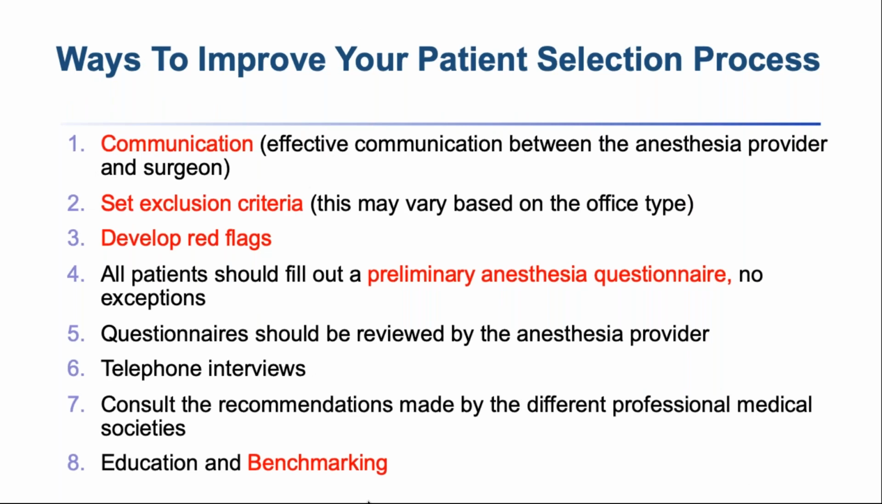And finally, if you're looking at all the data that I just presented about patient selection, some important points to highlight are communication, effective communication between the anesthesia providers, the surgeon, and the patient, of course, setting exclusion criteria, which depend on your office, your practice type, and the resources that you have to deal with potential complications. Developing red flags about patients and their comorbidities.